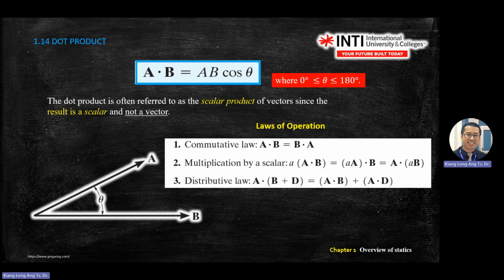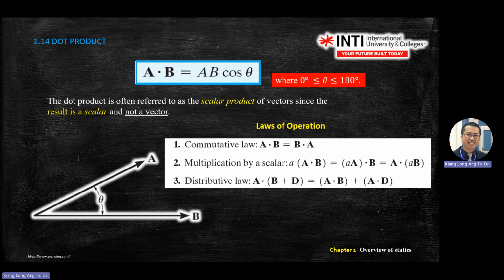You have 3 rules. One is the commutative law. You can switch the sequence, like A dot B becomes B dot A in dot. And don't confuse with the cross. Cross, you cannot do this.